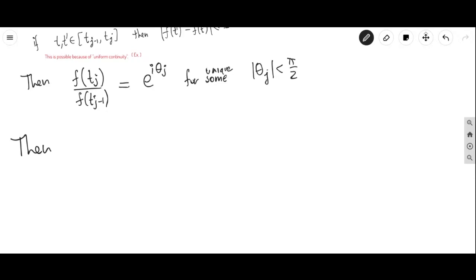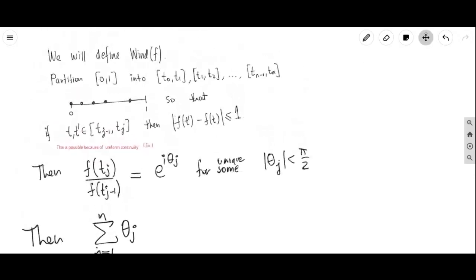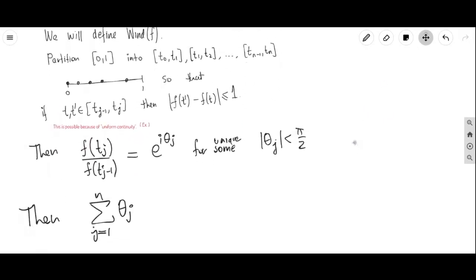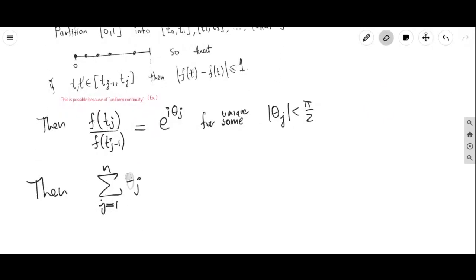What happens if we add up all of the angles? So the sum of all of these angles, theta j. There's going to be n angles because there's n intervals on which we're doing this. We're doing this for each of the subintervals, and we're calculating this theta j. So if we compute this, then we get that the sum of theta j is equal to 2 pi times some integer. So the sum of the angles must be a multiple of 2 pi.